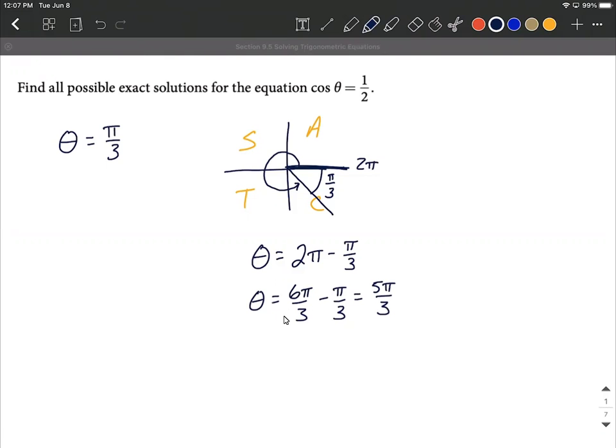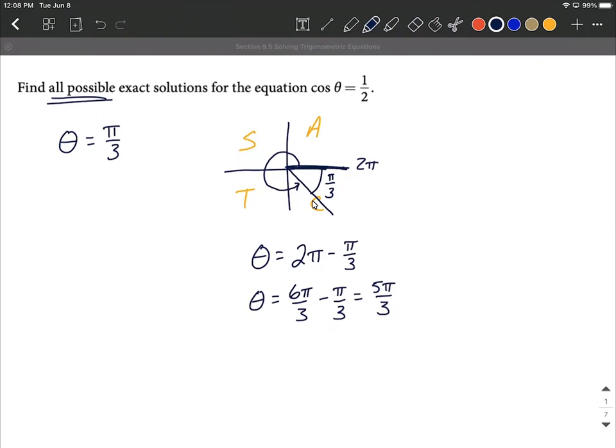So these are the two angles that would produce a positive 1/2 when we plug them into cosine that are in the first time around the unit circle, between 0 and 2 pi. However, we do have to remember that we're looking for all the possible solutions. All right, so what could happen is we could wrap around extra times around the circle and end up at the exact same spot, thinking coterminal angles.